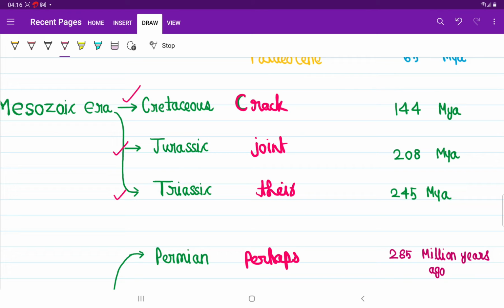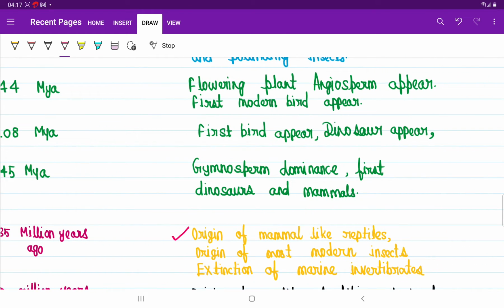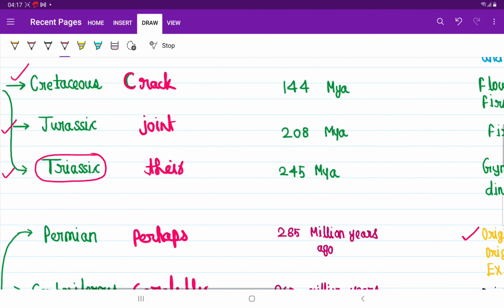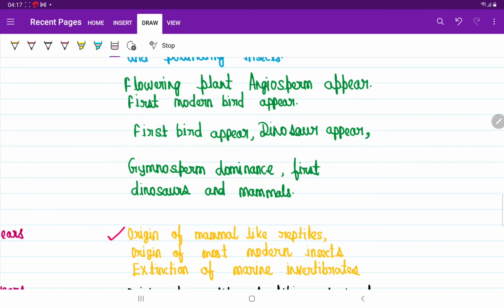And the first dinosaur and mammal originated in the Triassic only. Dinosaurs were the primary dominant animal on the earth during the Jurassic period. Have you seen the Jurassic movie, students? Yeah, Jurassic movie. So dinosaurs were dominant in the Jurassic period. Dinosaurs were dominant here. The first bird appeared during this time.